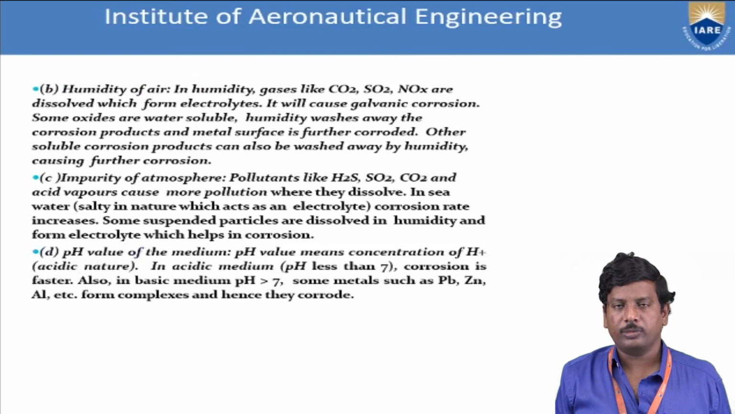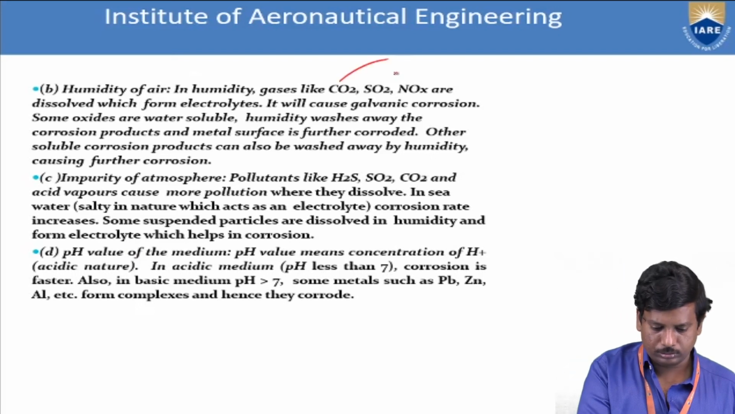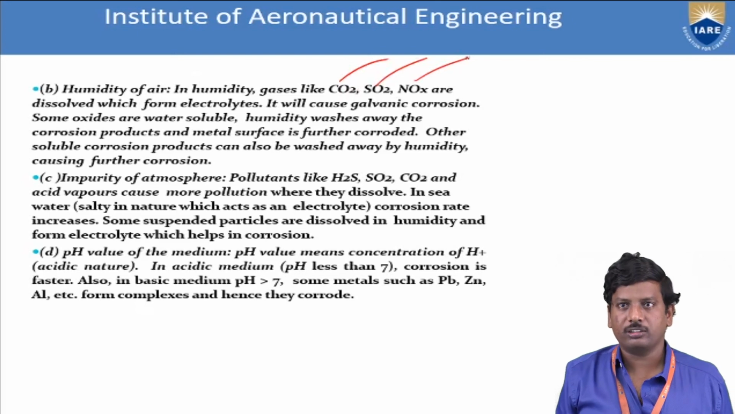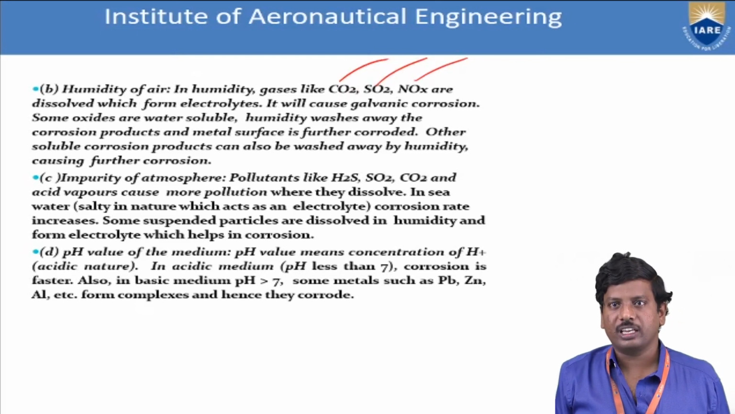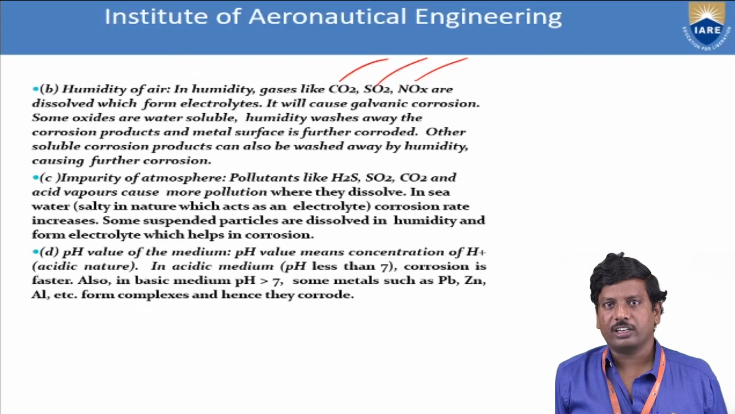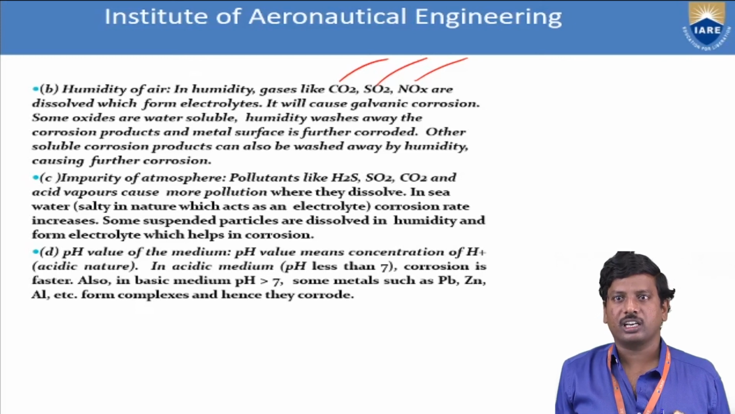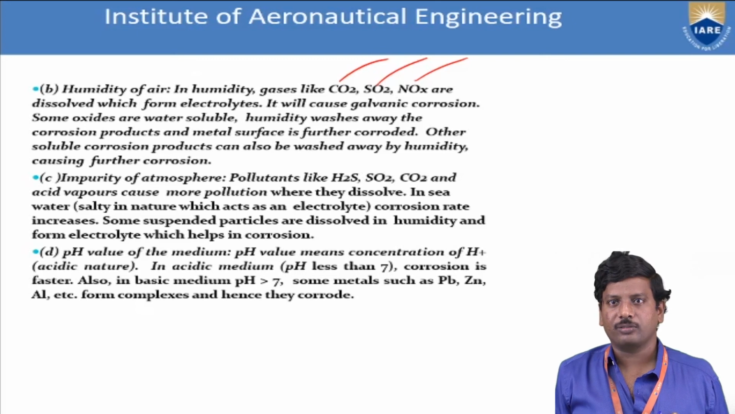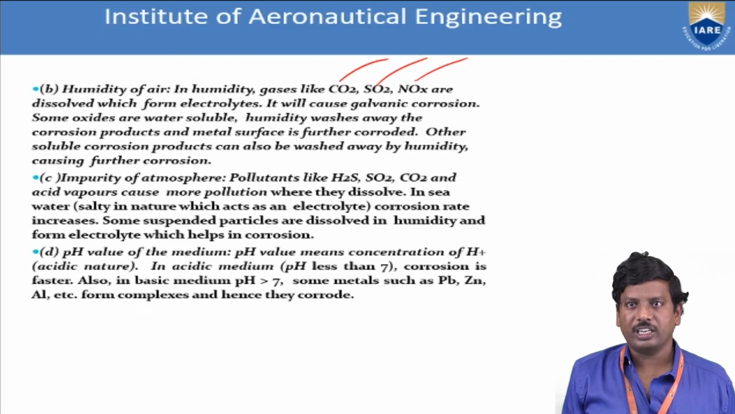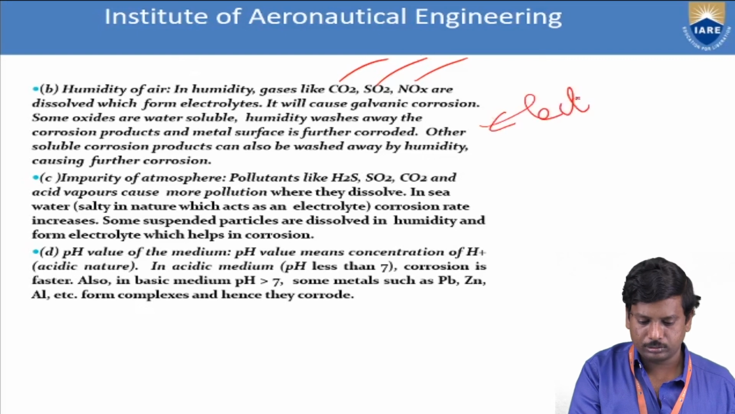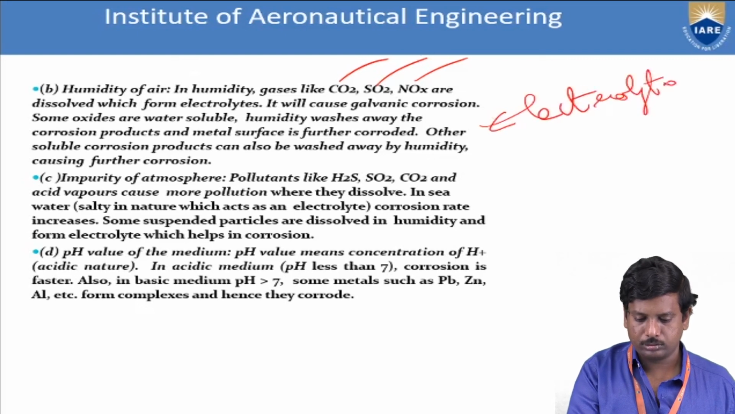And the next one is the humidity of air. In humidity, gases like carbon dioxide, sulfur dioxide, and nitrogen oxides are dissolved, which form the electrolytes. It will cause galvanic corrosion. Some water-soluble humidity washes away the products, and the metal surface is further corroded. Other corrosion products can also be washed away by the humidity. That means in the presence of electrolytes, it is directly proportional to corrosion.